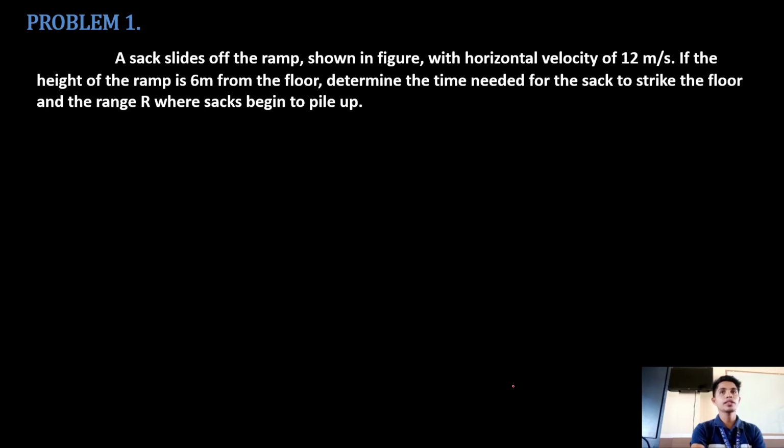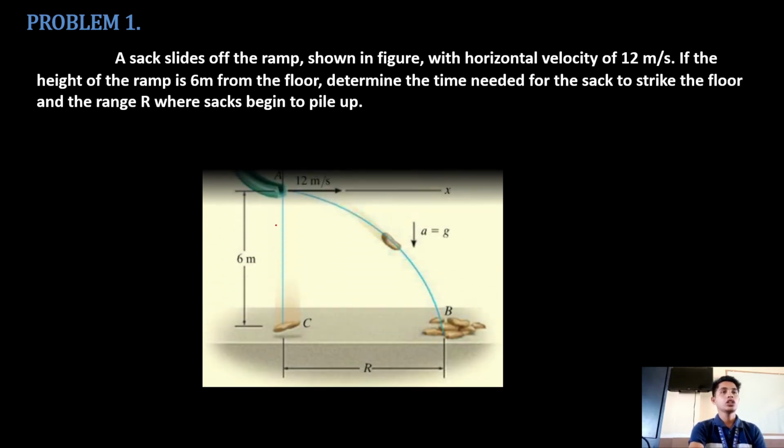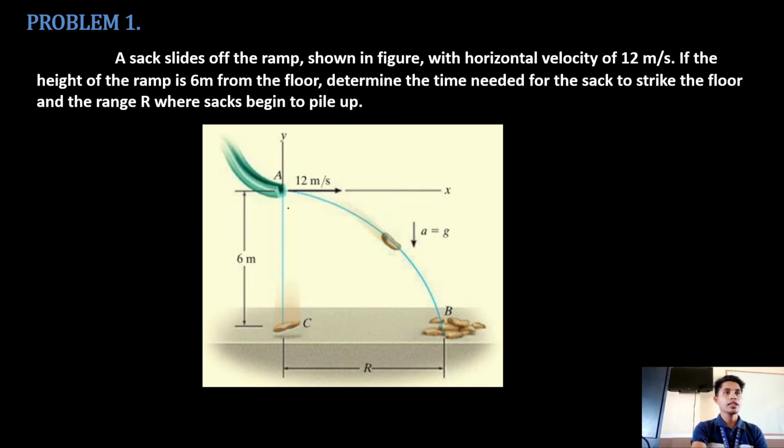velocity of 12 meters per second. If the height of the ramp is 6 meters from the floor, determine the time needed for the sack to strike the floor and the range R where sacks begin to pile up. So ito yung figure natin. So meron tayong sako na nag-slide dito. Syempre meron tayong initial velocity na 12 meters per second, where yung velocity natin ay along x. So yung ating initial velocity along y ay 0.